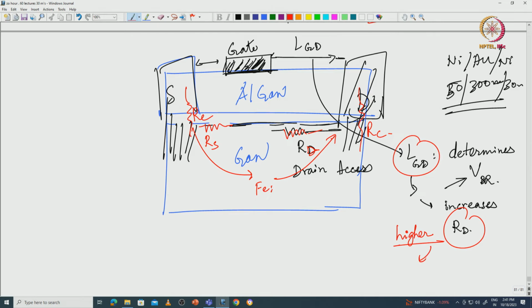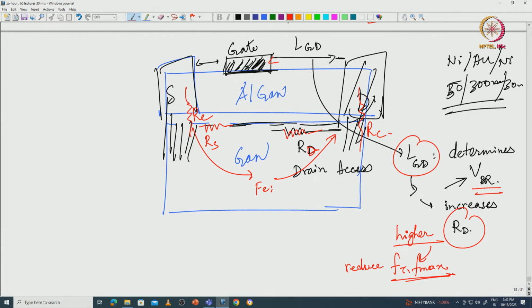If you increase this LGD, your drain excess resistance will also be higher, and that will reduce your cutoff frequencies, fT and fmax. These are cutoff frequencies, we will come to that. It's not good, you will have more delays and your power will reduce, but you can get higher breakdown voltage, which also improves power because you can apply a higher voltage to get higher power. So it's always a trade-off in the design. But this is your gate-drain spacing.